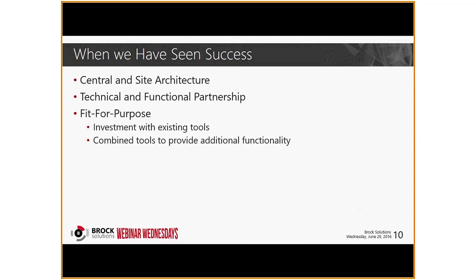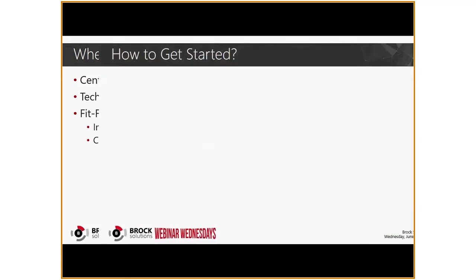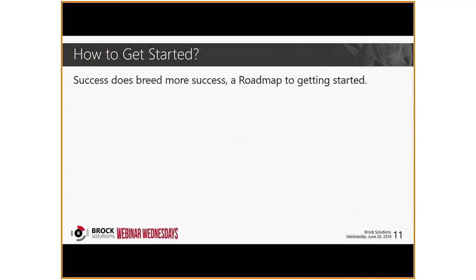How do we get started? We believe that success does breed more success, and this is a roadmap to getting started. It's important to start establishing a small cross-functional team that includes members from the impacted areas of manufacturing, operations, and IT.